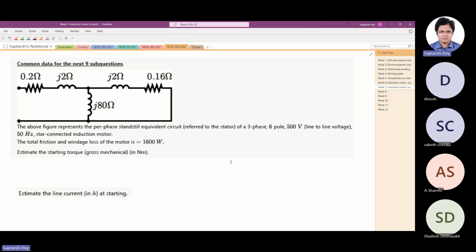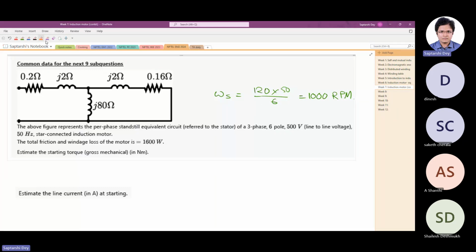Refer to the stator of a 3-phase, 6-pole, 500 volt, 50 hertz, star connected induction motor. So 50 hertz, 6-pole is 1000 rpm synchronous speed. Total friction and windage loss is given as 1600 rpm. Estimate the starting torque.